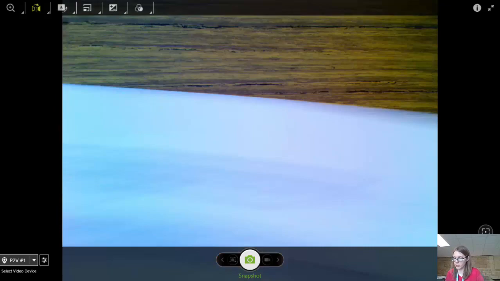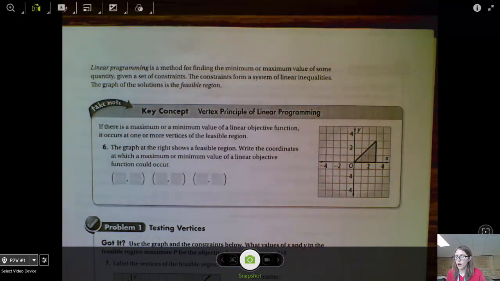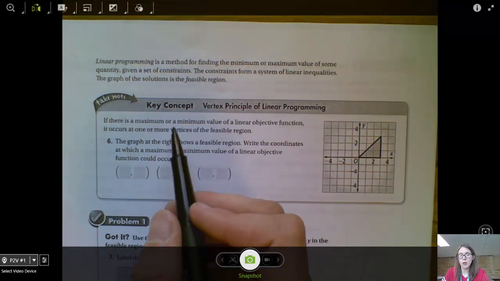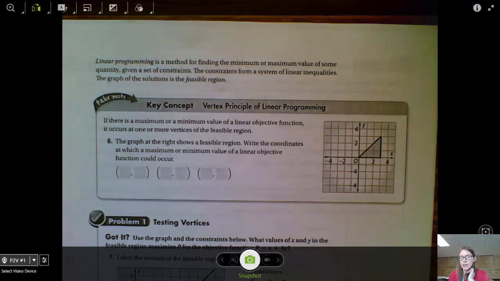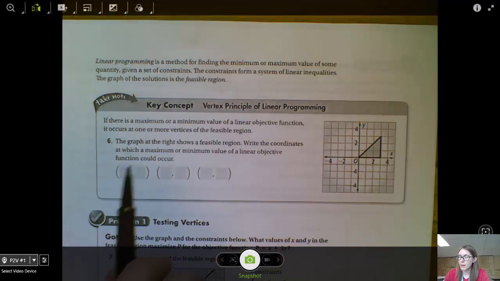I'm using the wrong paper here, so I'm going to switch out. Okay, here's our key concept, and hopefully having this note sheet will kind of help you as we go through the process, especially as it comes to not having to write everything down and not having to graph every single thing. Key concept here.